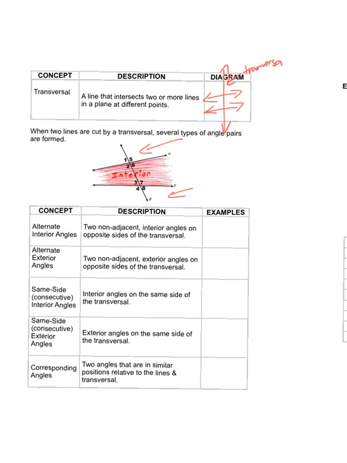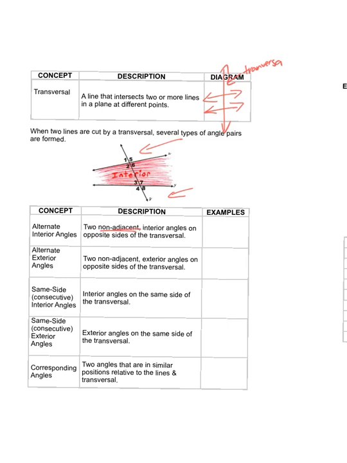Okay, so alternate interior angles are two non-adjacent interior angles on opposite sides of the transversal. They're alternate because they're on opposite sides, and they're interior because they're inside, between the two lines. So in other words, 6 and 3 are alternates of one another. They're on opposite sides of the transversal, and they're both interior. That's why it's considered alternate interior angles.